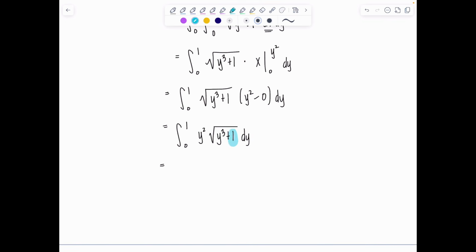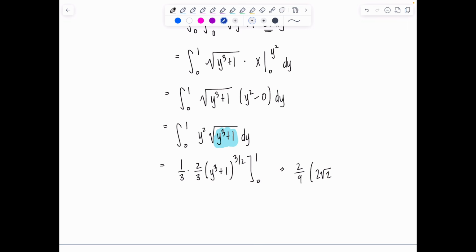Right? You go, if I let u be y cubed plus 1, du would be 3y squared. All I have is 1y squared, so I'm going to pick up a 1/3. Then I have y cubed plus 1. If I take the antiderivative, I'm going to add 1 to the exponent. I need to divide by that exponent, and then evaluate from 0 to 1. And then this ends up being 2/9 times 2 rad 2 minus 1. Good? Okay, perfect. First one's done.